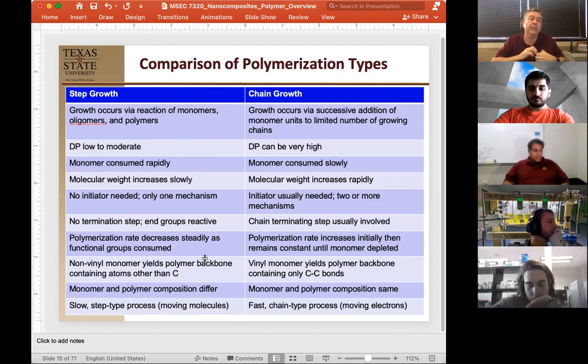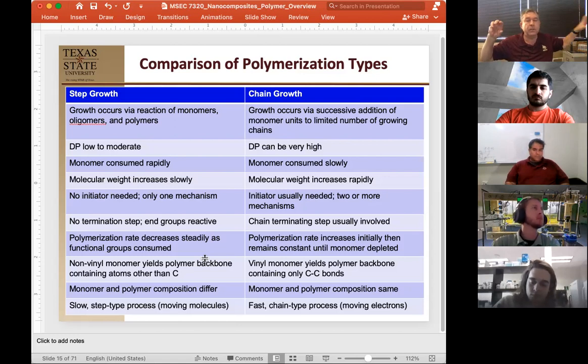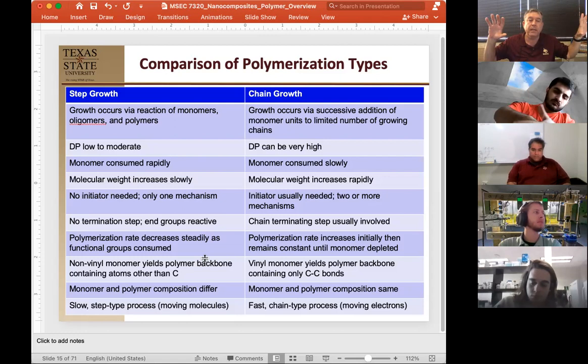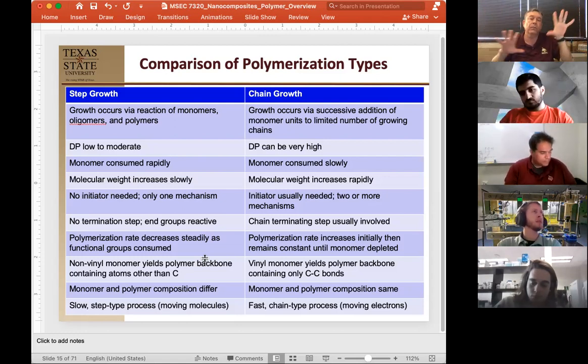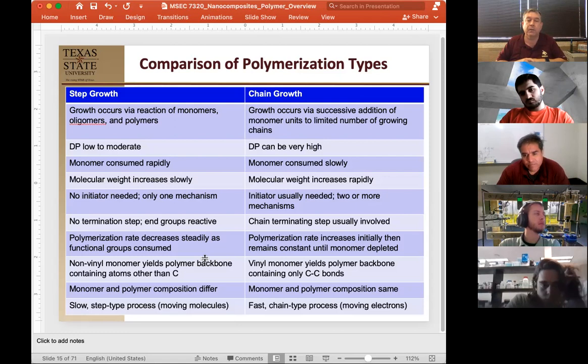The polymerization rate decreases as the functional groups are consumed. Think about that. As you're consuming those functional groups, you're in a solvent. The distance between the now monofunctional or difunctional groups and the growing ends are starting to get further and further apart. So they have to diffuse further and further to get together. That means the polymerization rate decreases all the way through the growth of those step growth polymers.